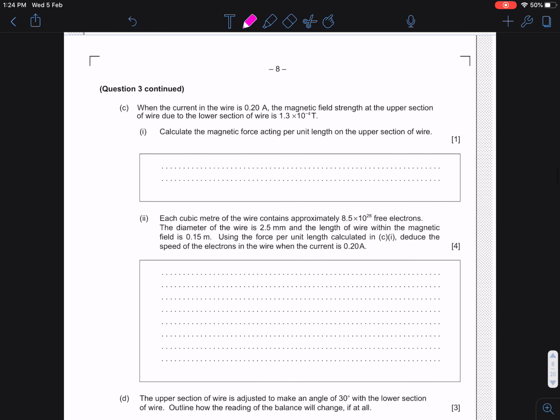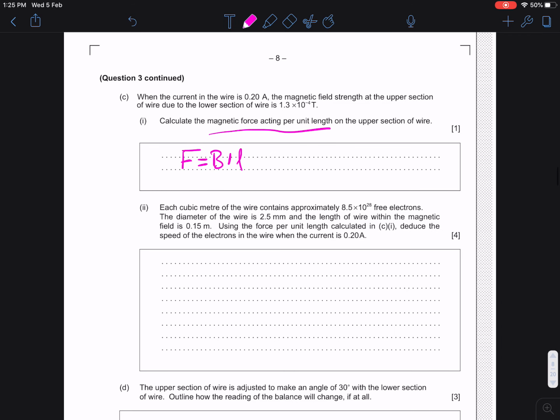Okay, when the current in the wire is 0.2 amps, the magnetic field strength at the upper section of the wire due to the lower section of the wire is that. Calculate the magnetic force acting per unit length on the upper section of the wire. Well, we've got a simple equation for this, F equals BIL. And we want the force per unit length, so we want to find out F divided by L, which equals BI. You're given both of those two things, so 0.2 times 1.3 times 10 to the minus 4 gives us an answer of 2.6 times 10 to the minus 5 newtons per meter.